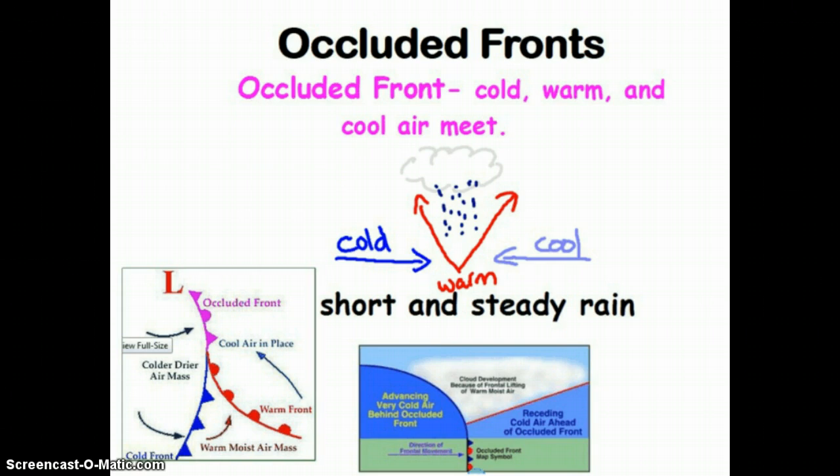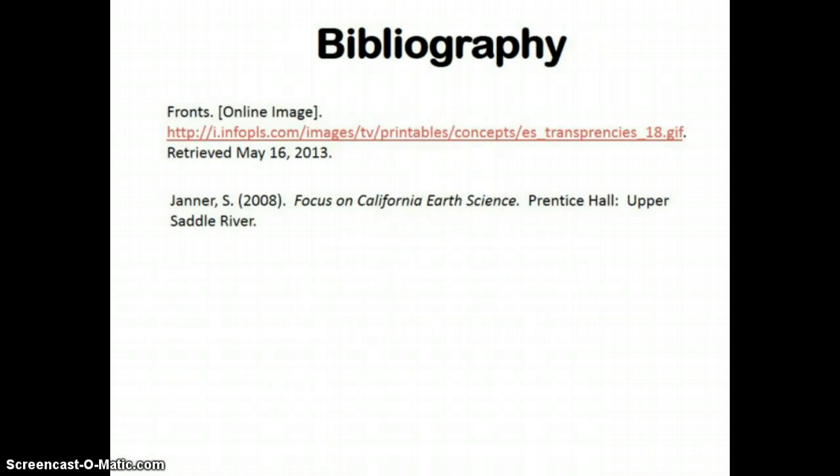To summarize, there are 4 types of fronts, and when they meet up, they usually bring a change in weather. So the next time you notice a weather change, stop and think about what may have caused this change.